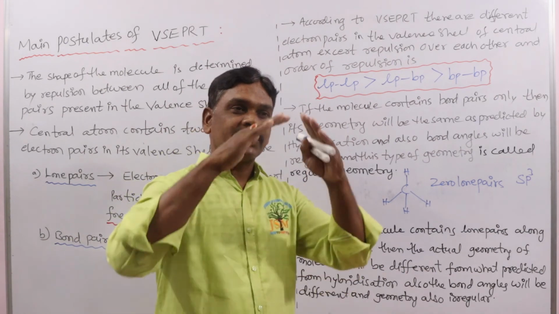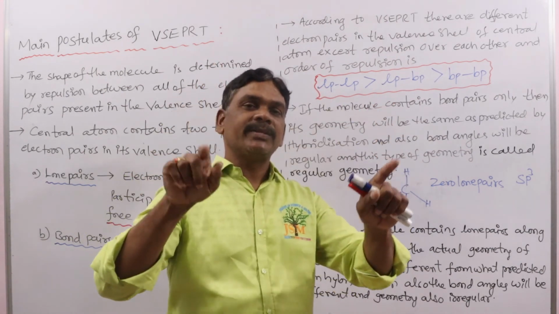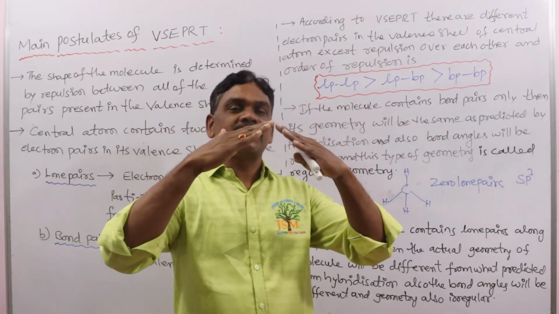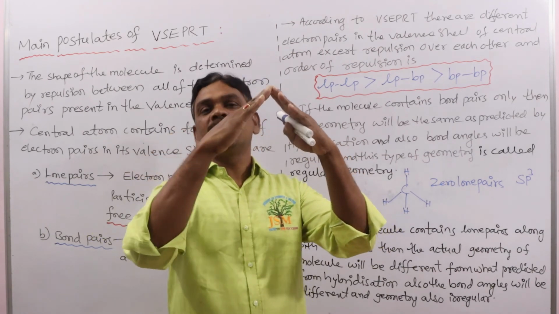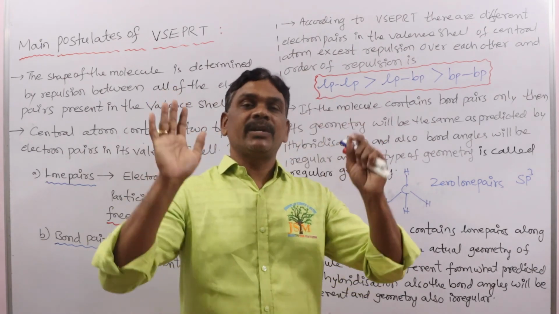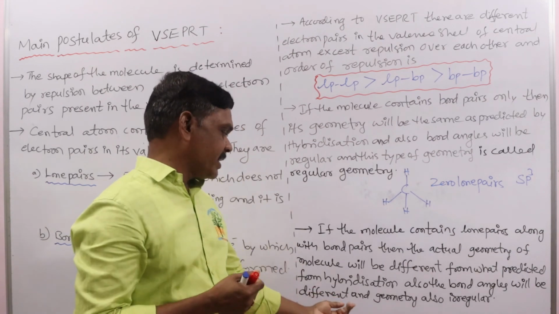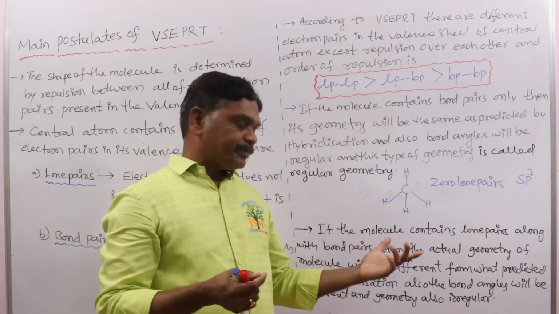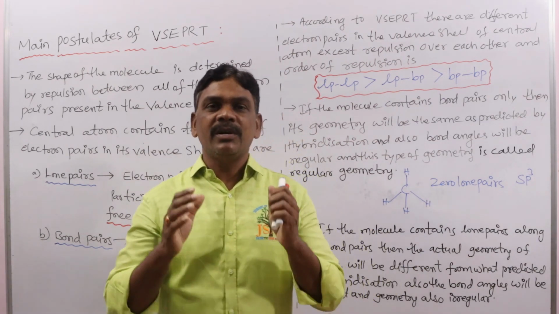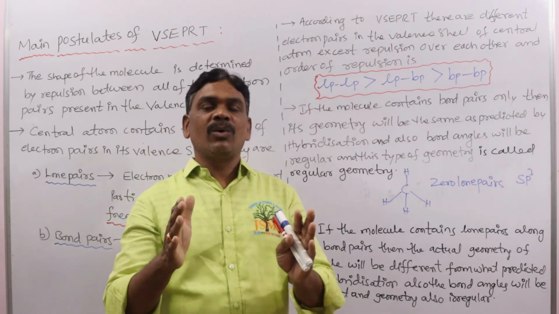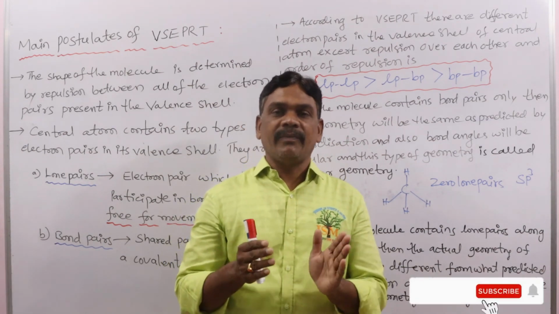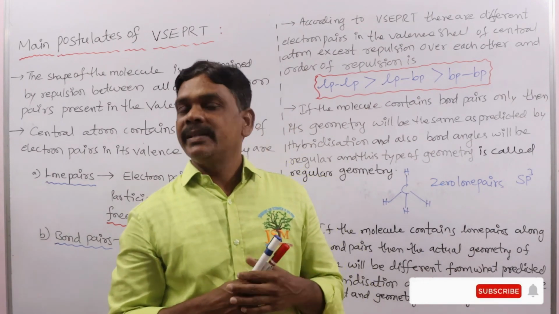Compulsorily, lone pair causes repulsions on bond pairs. Lone pair occupies more space around the central atom. So the lone pair causes repulsions on bond pairs, and the bond pairs move towards each other. So a deviation in bond angle and geometry takes place. Here bond angle is inversely proportional to the repulsions from lone pairs. So these are the main postulates of valence shell electron pair repulsion theory. Thank you.